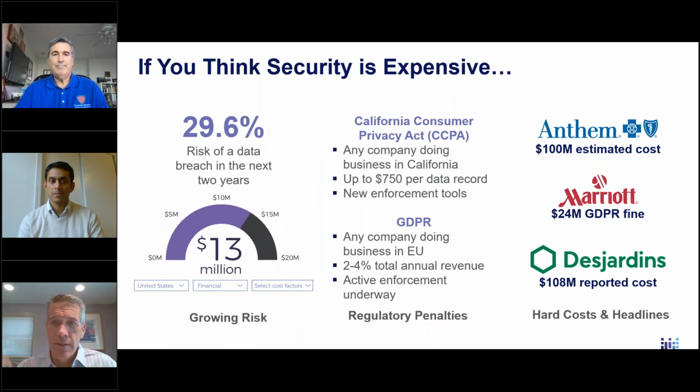And to close out the note here in the end, there are hard costs, right? This isn't a theoretical risk, just as Anthem, just as Marriott, just as Desjardins. This is real money that these organizations had to put out as a result of their breaches. $100 million from Aetna. Desjardins breach last year, they've reported $108 million cost to remediate that, right?